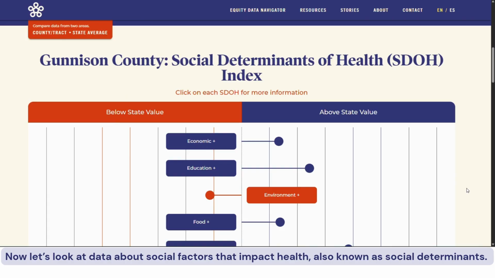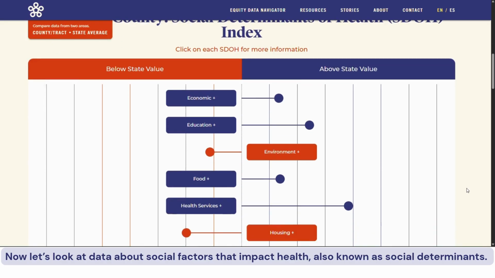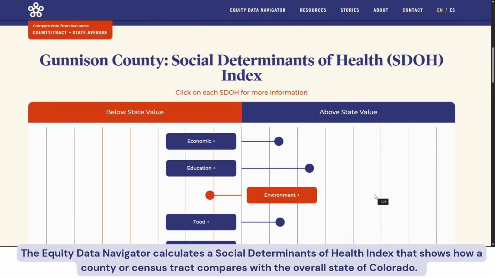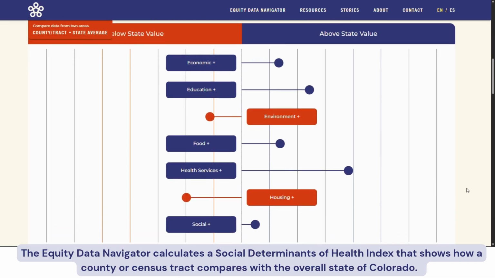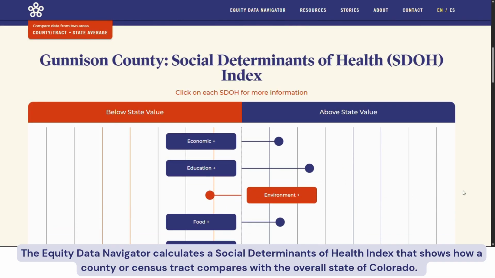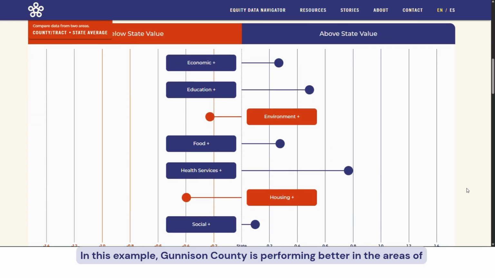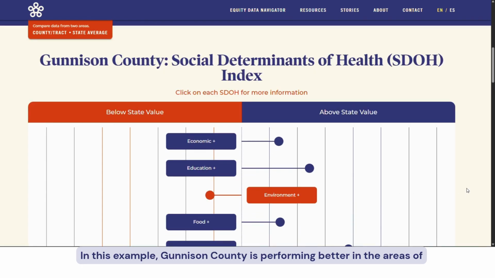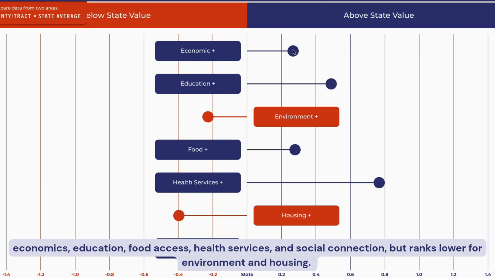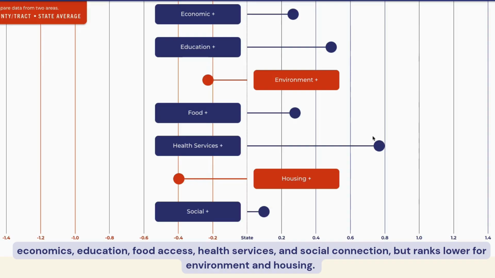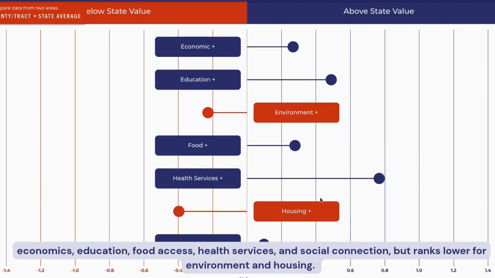Now, let's look at the data about social factors that impact health, also known as social determinants. The Equity Data Navigator calculates a social determinants of health index that shows how a county or census tract compares with the overall state of Colorado. In this example, Gunnison County is performing better in the areas of economics, education, food access, health services, and social connection, but ranks lower for environment and housing.